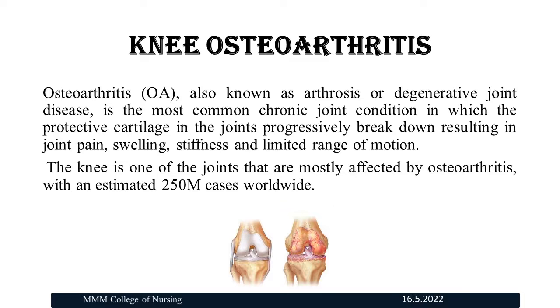It is known as arthrosis or degenerative joint disease, one of the most common chronic joint conditions. Here, the protective cartilage in the joints progressively breaks down, resulting in symptoms of joint pain, swelling, stiffness and limited range of motion. Osteoarthritis is estimated to affect 215 million cases worldwide.